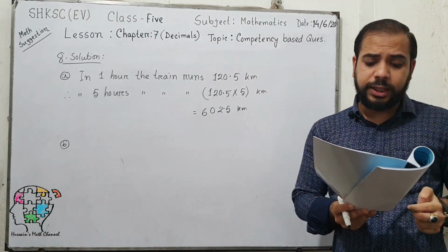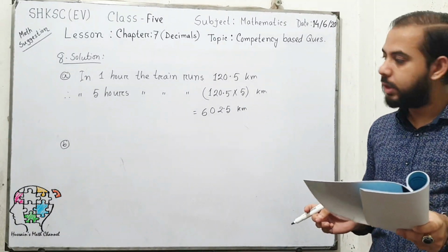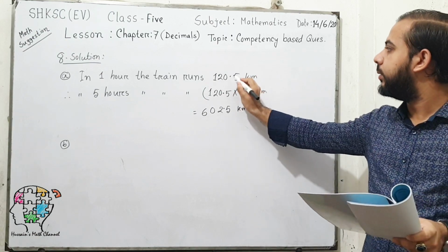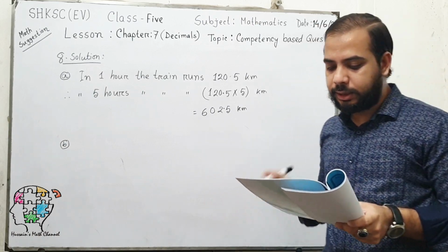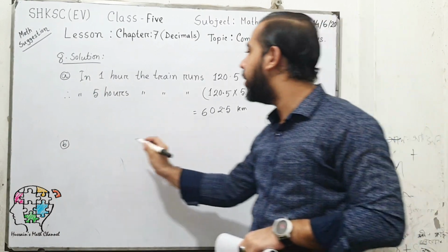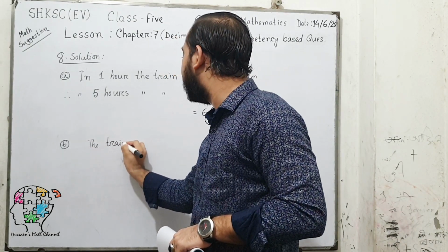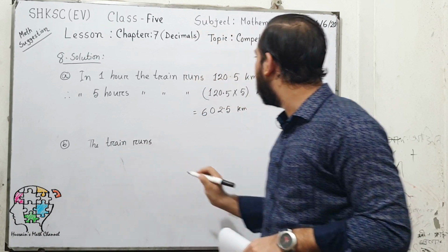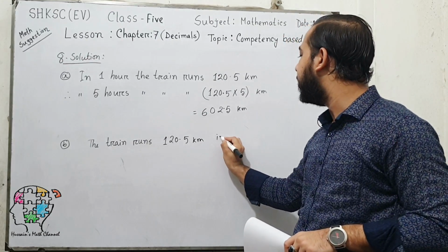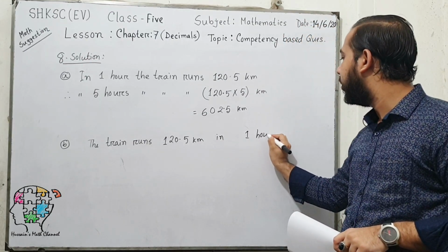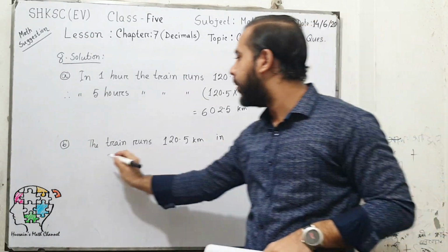How many hours will the train take to run 361.5 km? So we have to write the line from the question again, but in a reverse way. That is, the train runs 120.5 km in 1 hour. The train runs 120.5 km in 1 hour.